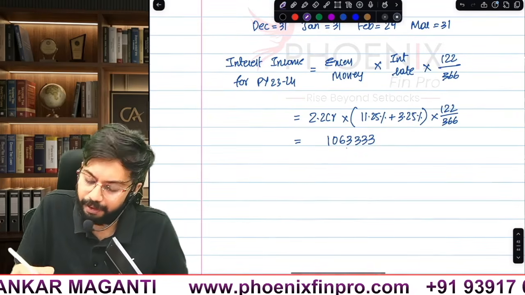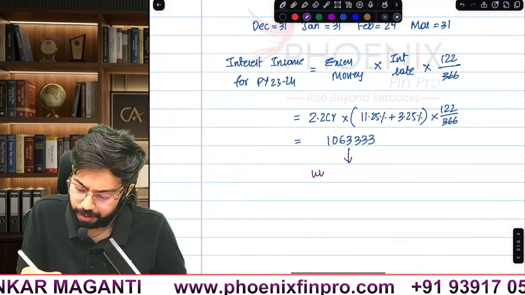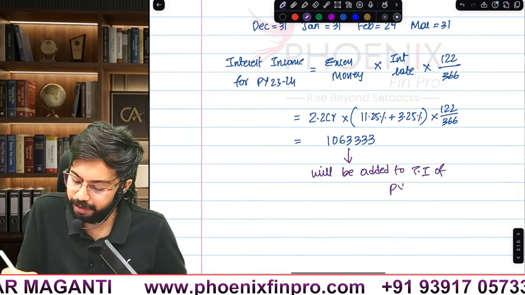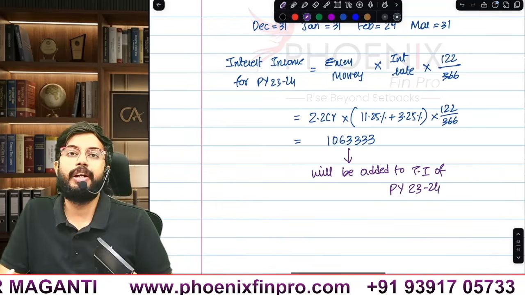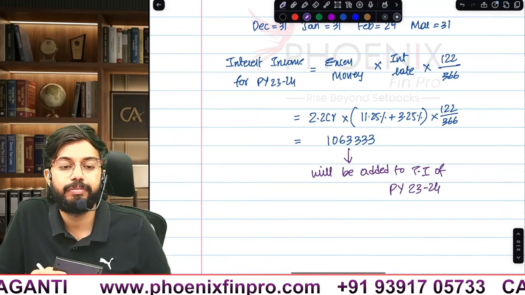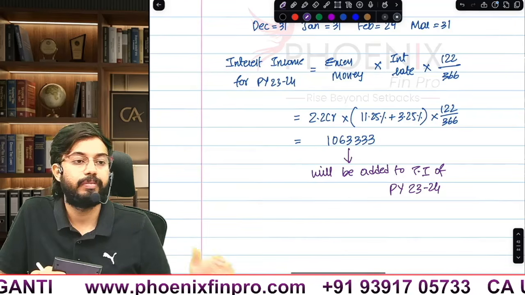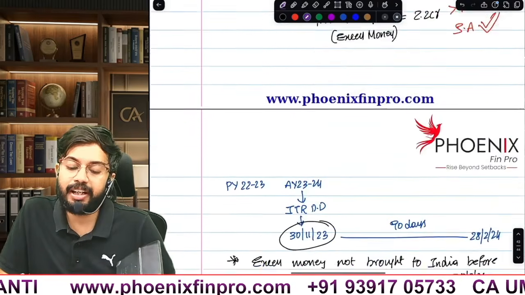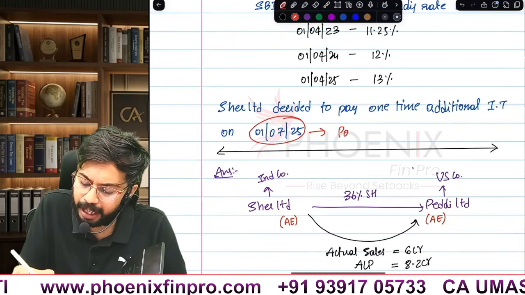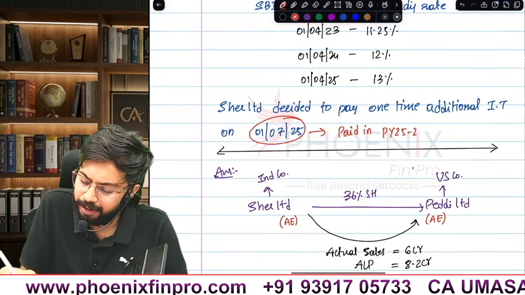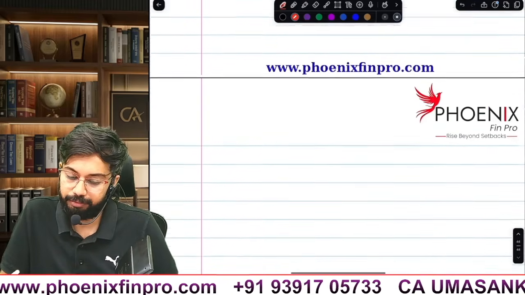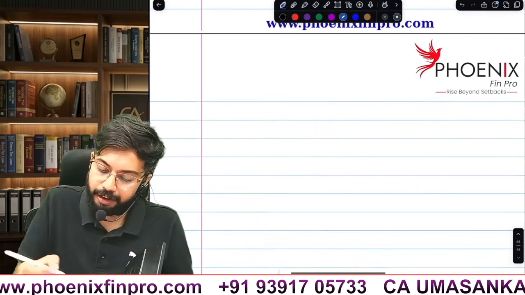Okay. This interest income will be added to total income of previous year 23-24. So are you getting clarity? Any doubts so far? So when was additional income tax paid? Additional income tax was paid on 1st July 25. That means additional income tax was paid in previous year 25-26. That means in 24-25 also we need to calculate interest income, correct? Interest income for previous year 24-25.